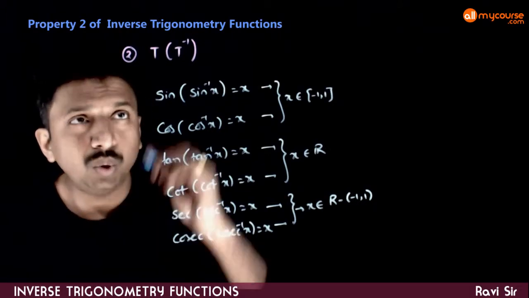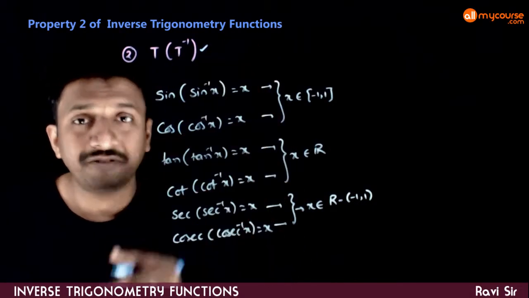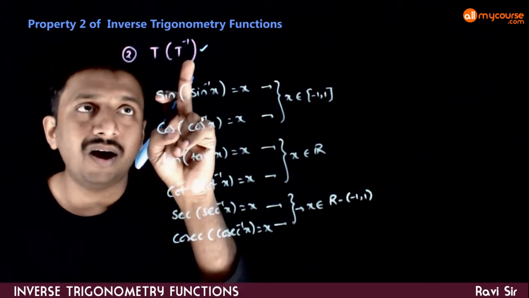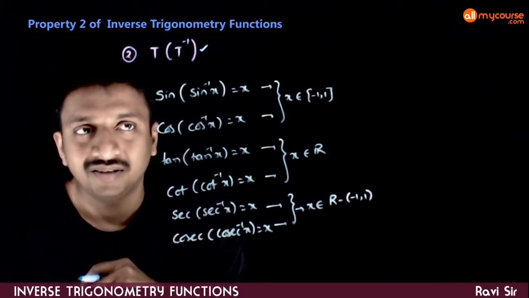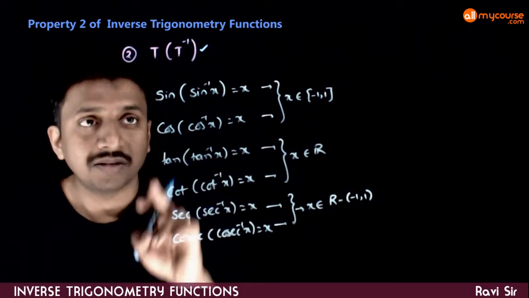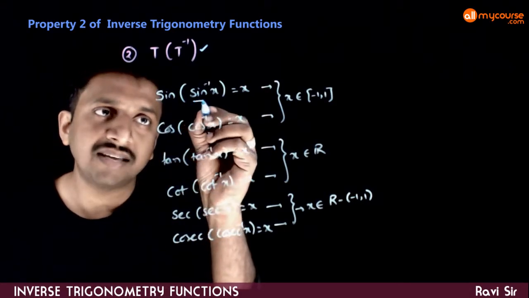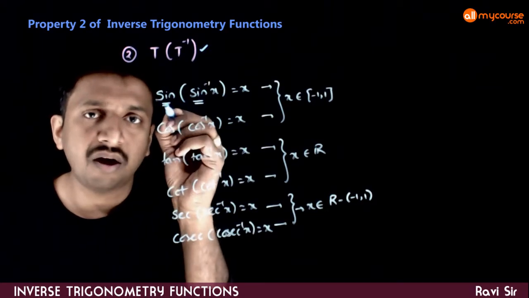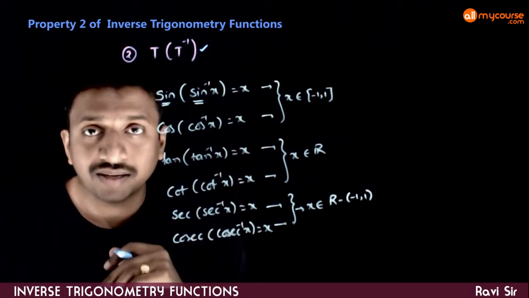So the property 2 corresponds to the simplification of T of T inverse. It is something like sine of sine inverse x. So you have a sine here, you have a sine inverse inside. So sine of sine inverse x is equal to x.